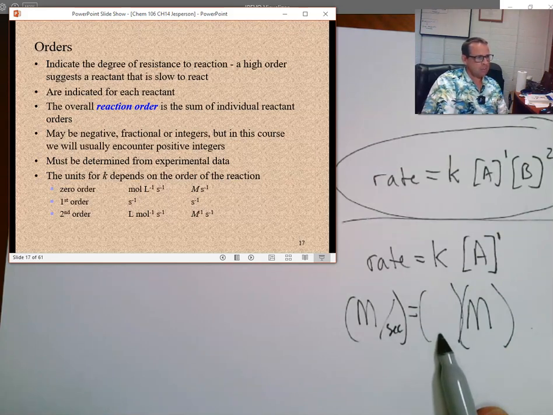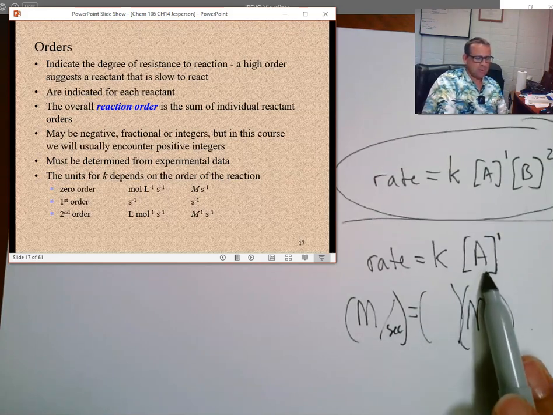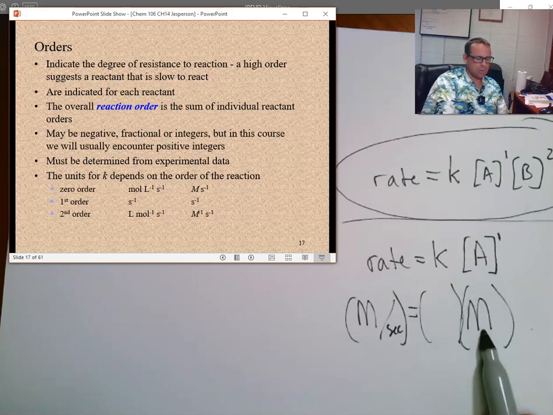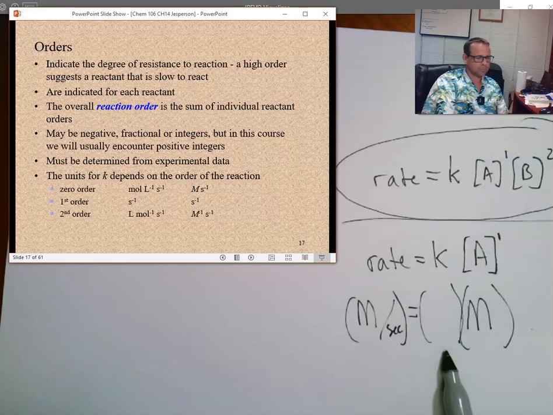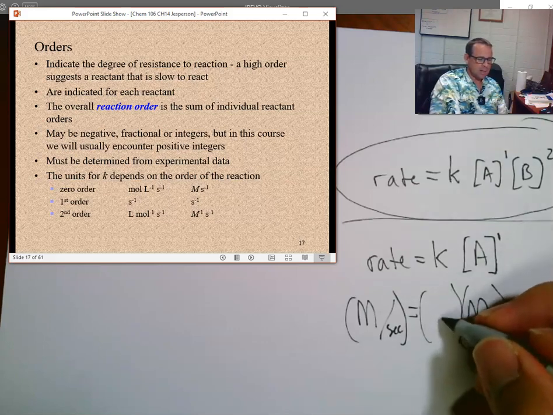Okay? Camille, can you see it? If this is units of molar and the rate is in units of molar per second, what are the units for my rate constant here, Camille? It's not just seconds, but it's what?